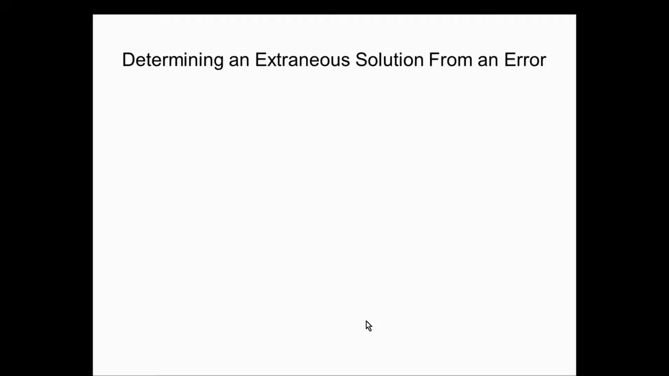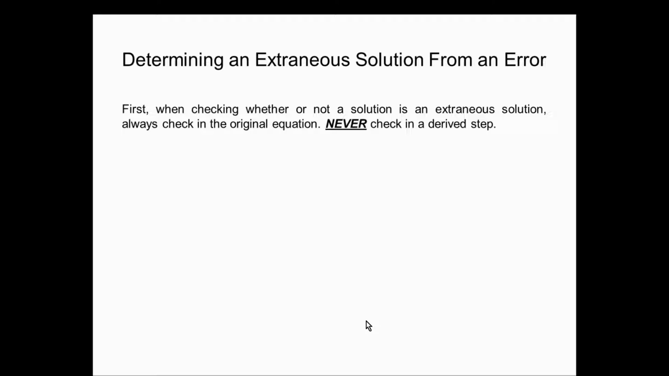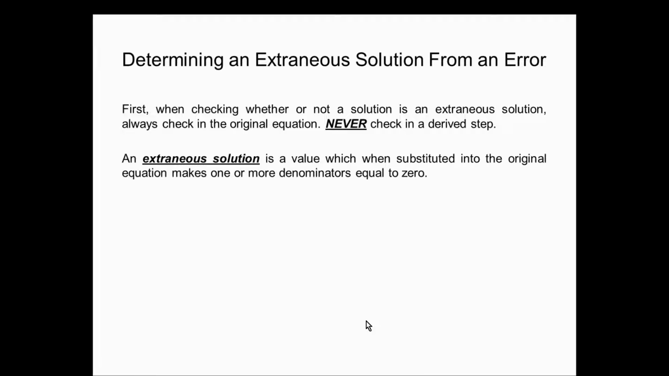So we need a way to distinguish between a solution that's an extraneous solution as opposed to we've simply made a mistake. So, determining extraneous solution from an error. Okay, when an extraneous solution fails to work, it fails to work in a special way. First, when checking whether or not a solution is an extraneous solution, always check in the original equation. Okay, never check in a derived step. So always go back to the original equation and plug in the number.